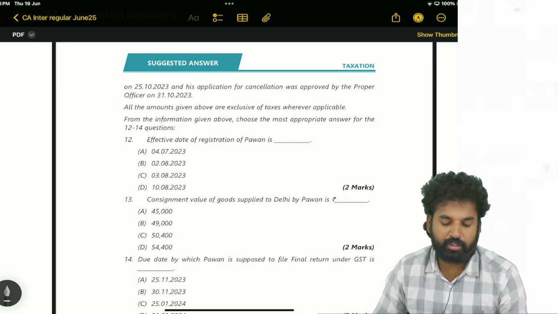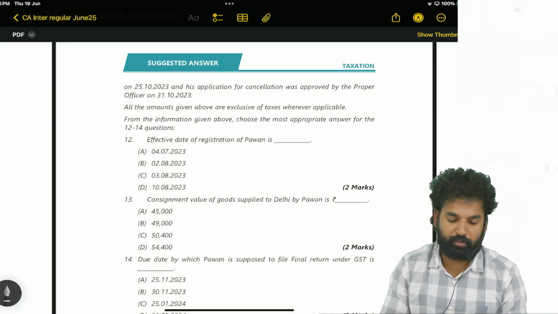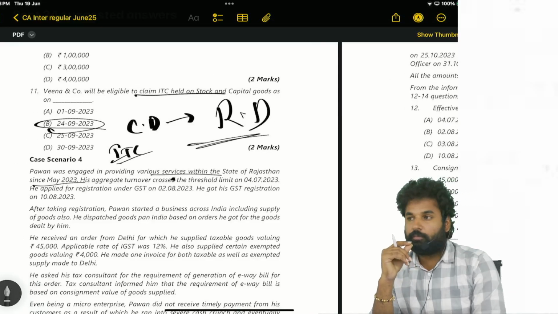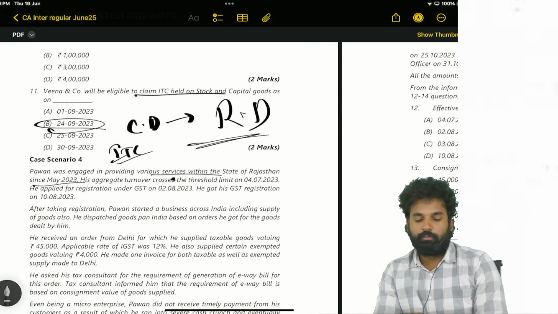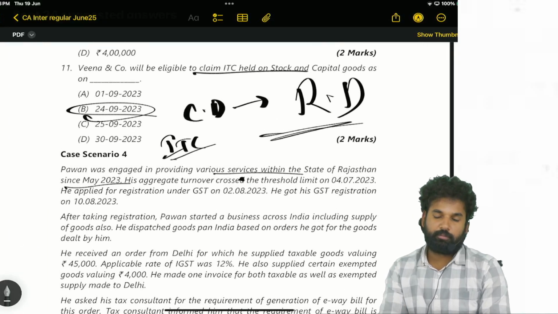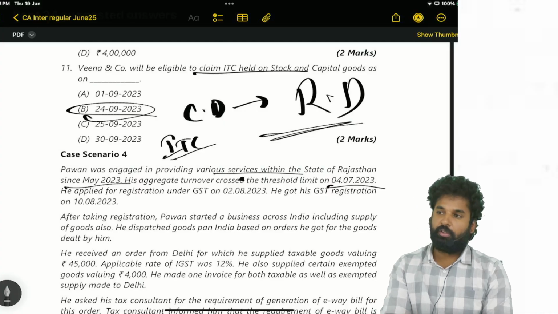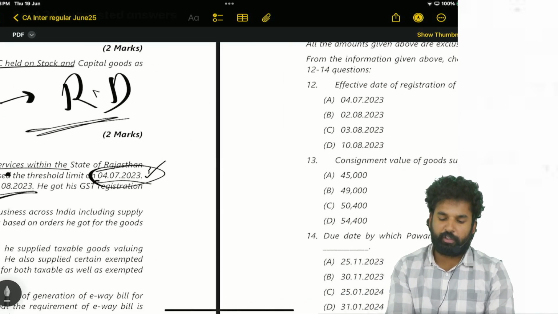Okay, so now what is the effective date of registration of Pawan? What is the effective date? Date when he is liable for registration. When is threshold limit crossed? 4/7/23. Within 30 days made the application, then effective date of registration will be 4/7/23.